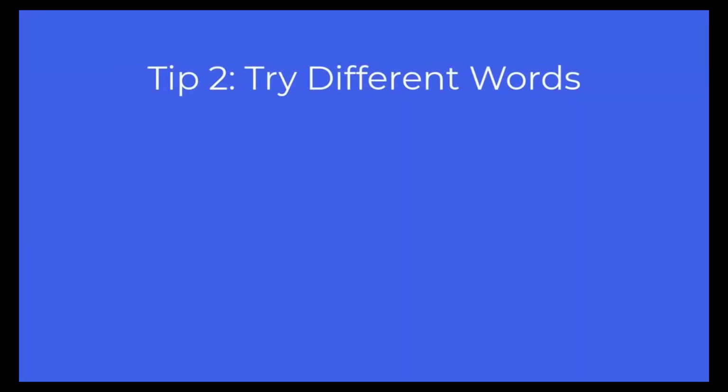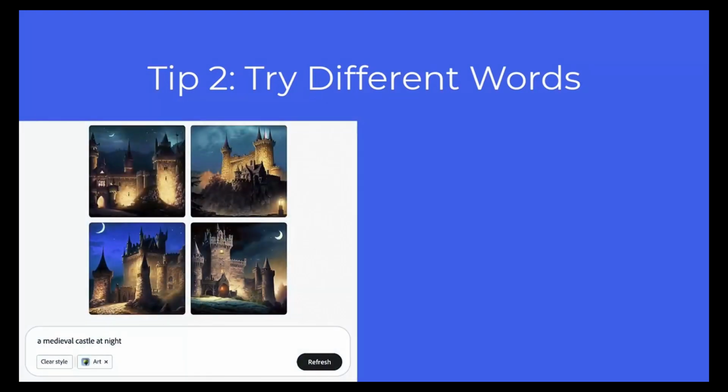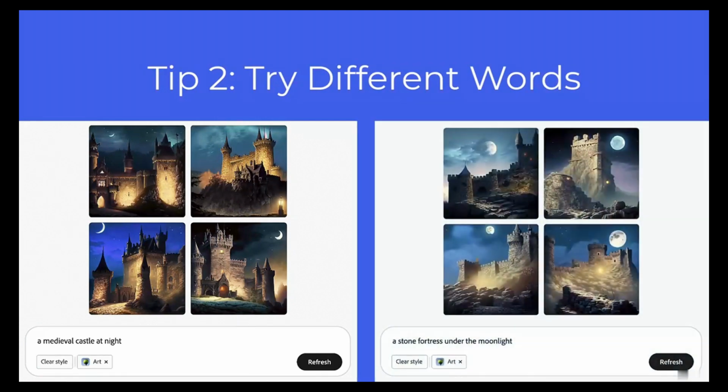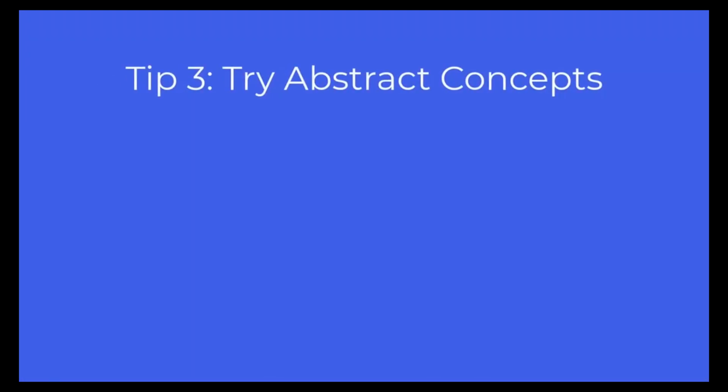My second tip is to try different phrasings. If the first prompt doesn't give you the result you want, try expressing the same idea in a different way. Use different keywords. For instance, instead of a medieval castle at night, you could try a stone fortress under the moonlight.